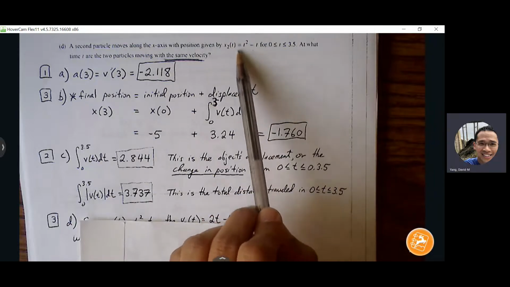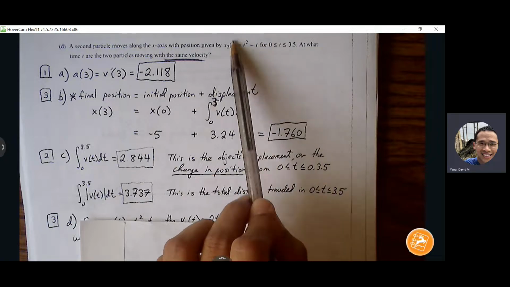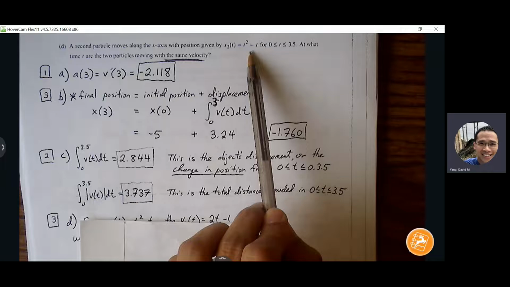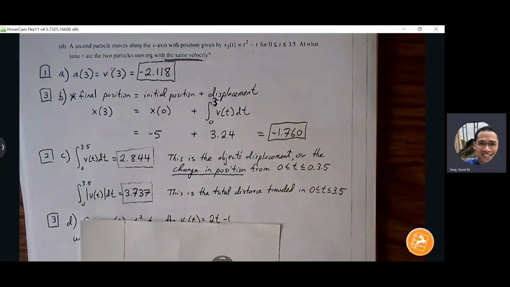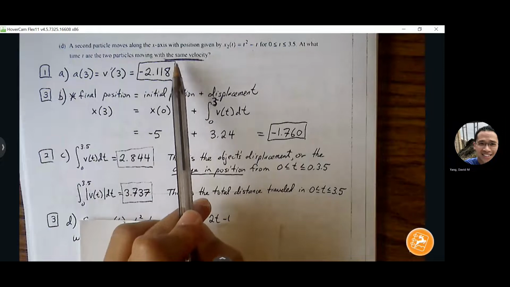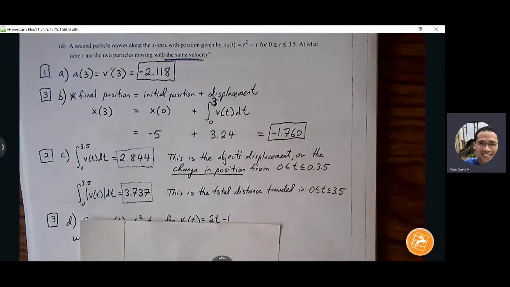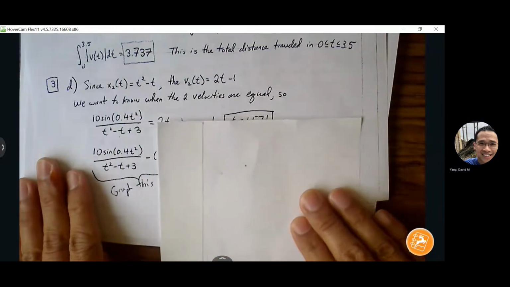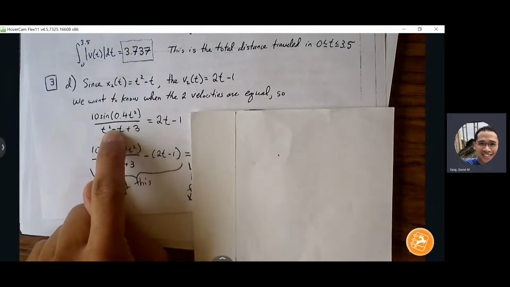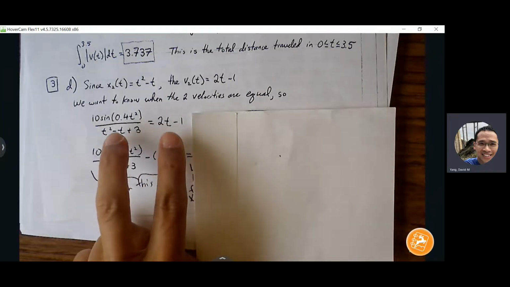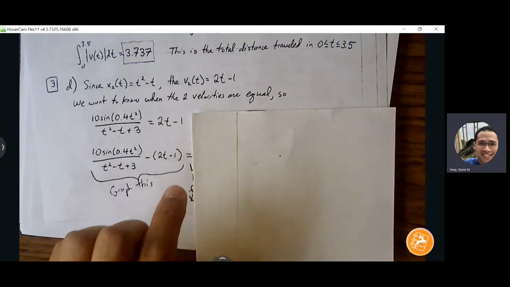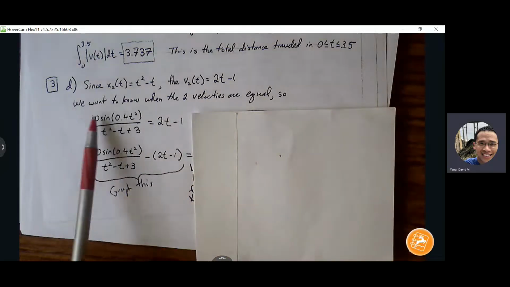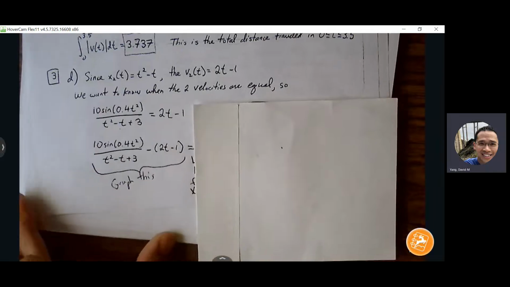Just go through the power rule. t squared minus t becomes what? 2t minus 1. So if we have our velocity function for our first particle, and a velocity function for our second particle, we can simply set them equal to each other and then solve for t. If we solve for t, we can figure out at what time their velocities are going to be the same. So we take our first velocity function, we take our second velocity function, and we set them equal to each other. Now, this is not going to be something that you want to solve by hand. We'll make the calculator do the work for us.